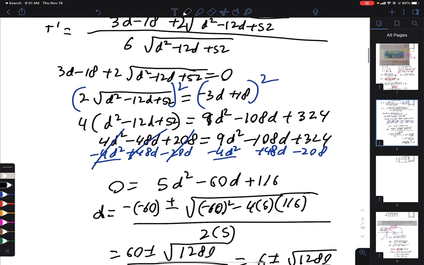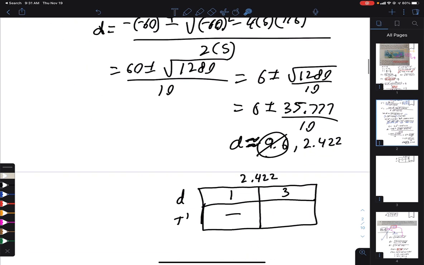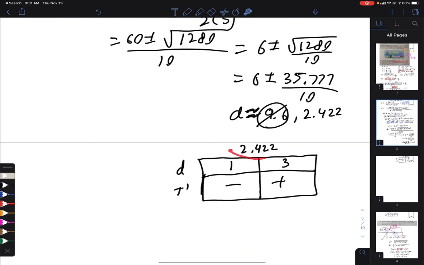Plug in 3. I guarantee if we plug in 3, that's less negative. That's even bigger positive. It's going to be positive. So we have a relative minimum at that point. But that is actually going to be the absolute minimum, because if we only have one relative extrema, it has to be an absolute extrema also. So that is the answer to this question.